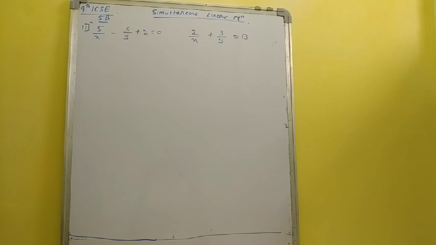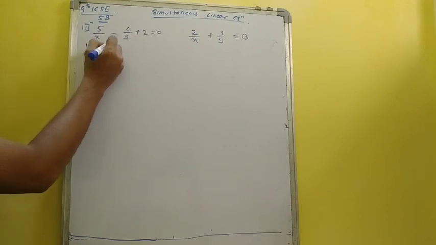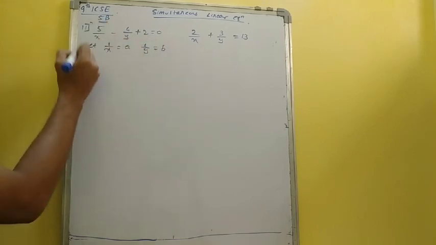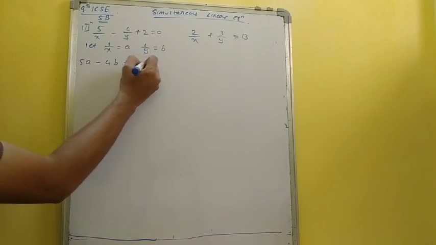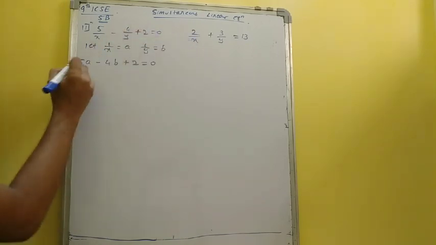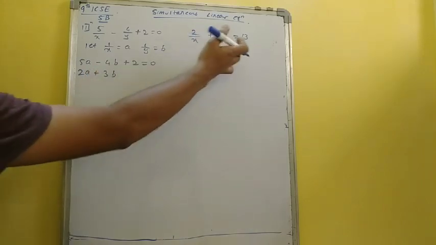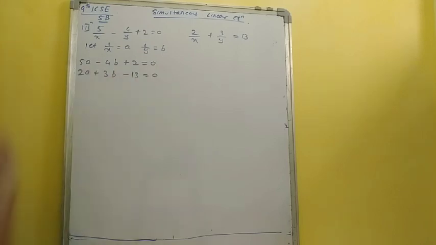Okay, we need to solve this question by cross multiplication method. First of all, we see that we have variables in the denominators, so we need to convert those denominator variables into the numerator. So let 1 upon x is equal to a and 1 upon y is equal to b. So it will be 5a minus 4b plus 2 is equal to 0. And over here we have 2a plus 3b plus 13, this will come this side and become minus 13 is equal to 0.